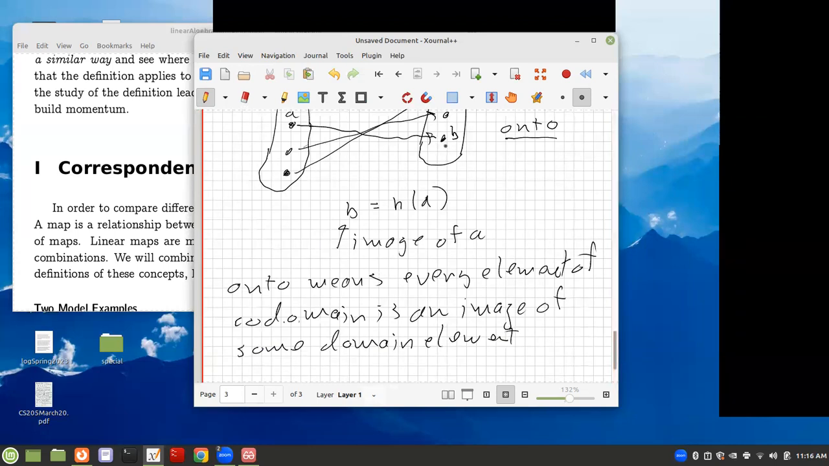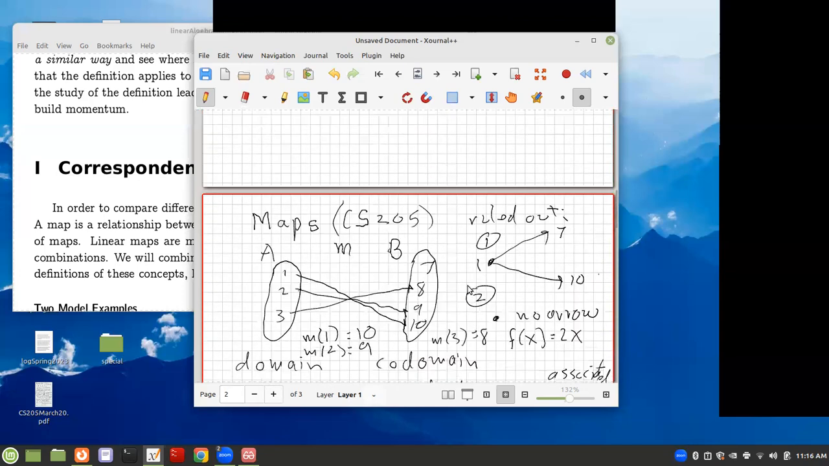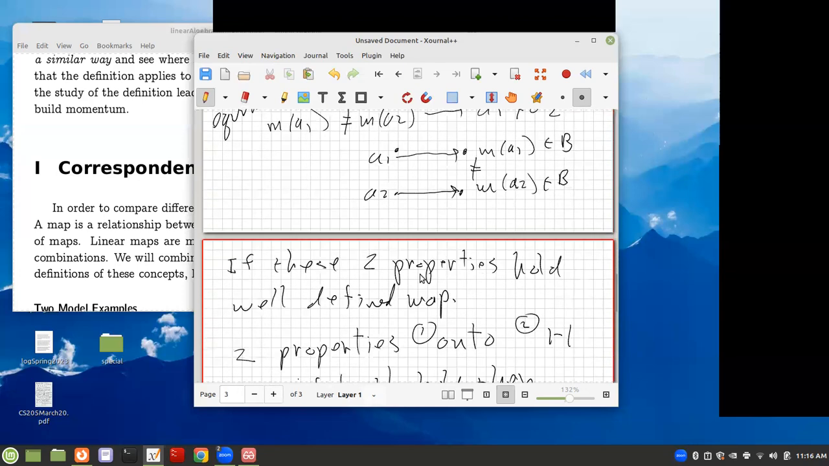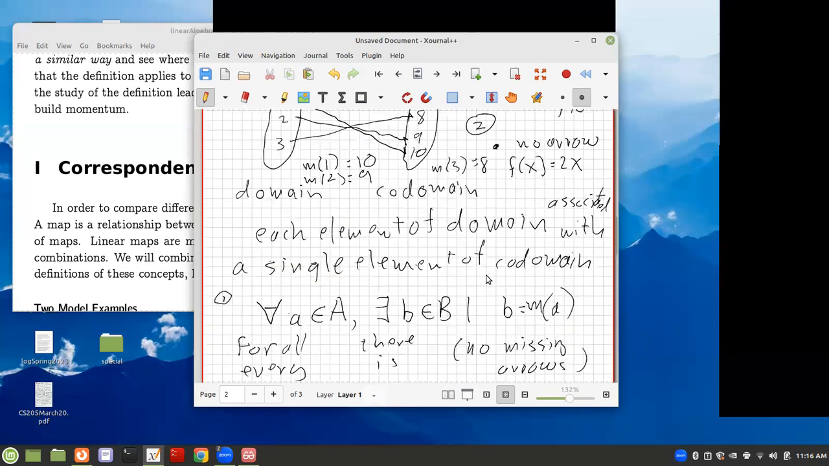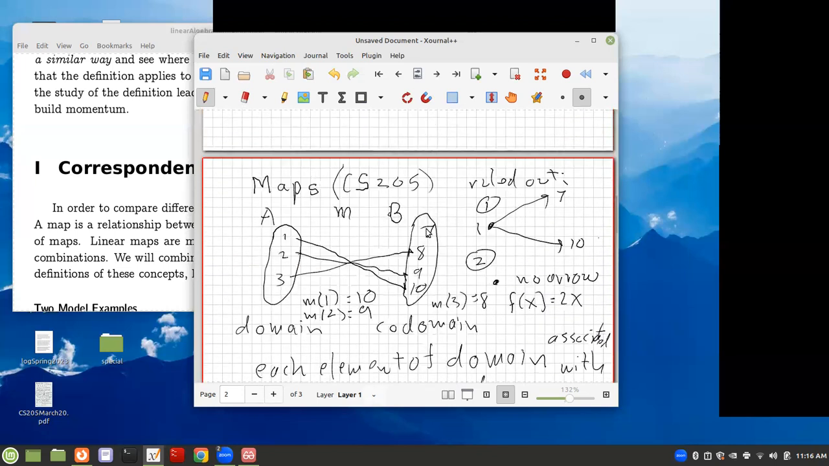This is the property that holds. For example, the first map here, M above, is not onto, because nothing points to 7. It's impossible for a map between A and B to be onto in the other direction, because this has too many elements.